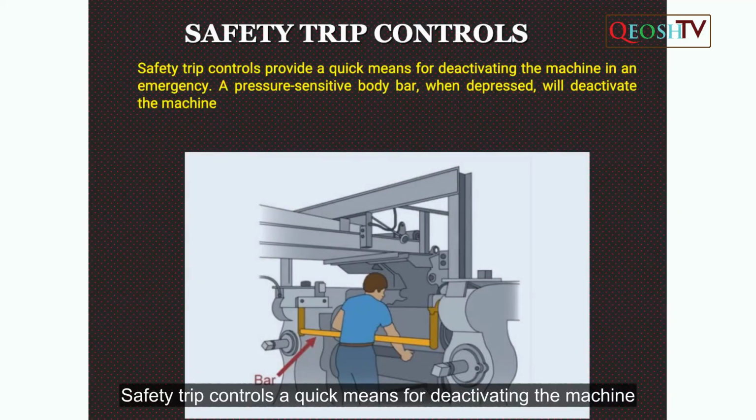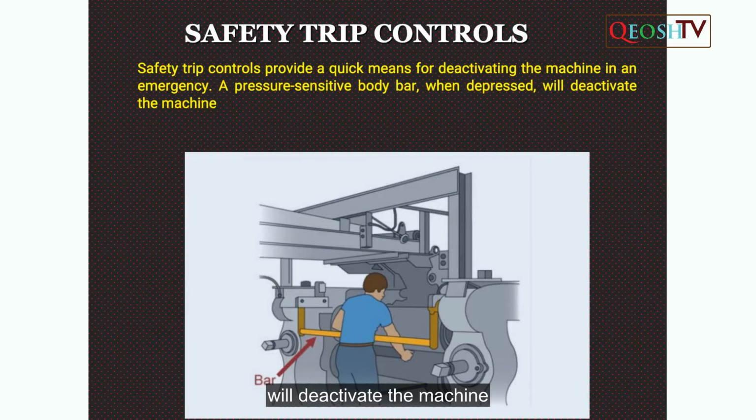Safety trip controls. Safety trip controls are quick means for deactivating the machine in an emergency. A pressure-sensitive body bar, when depressed, will deactivate the machine.